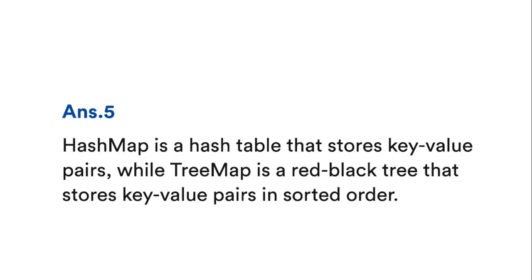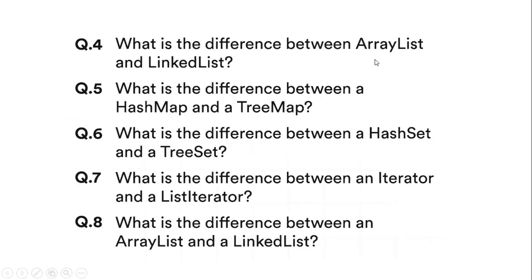In hash map the values will be stored in unsorted order. In tree map the values will be stored in sorted order, but in hash map key value is there, in tree map also key value pair is there. So that is the common difference.